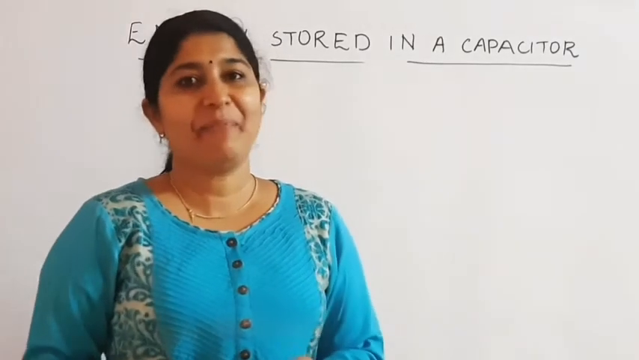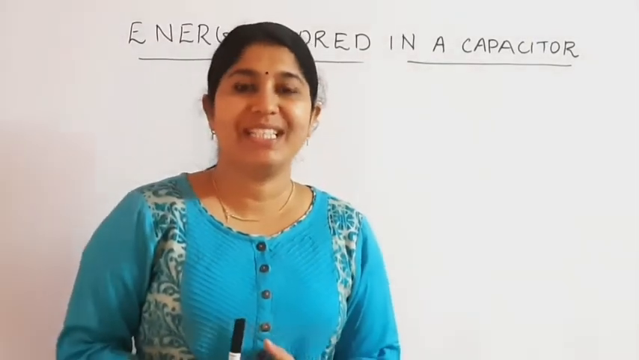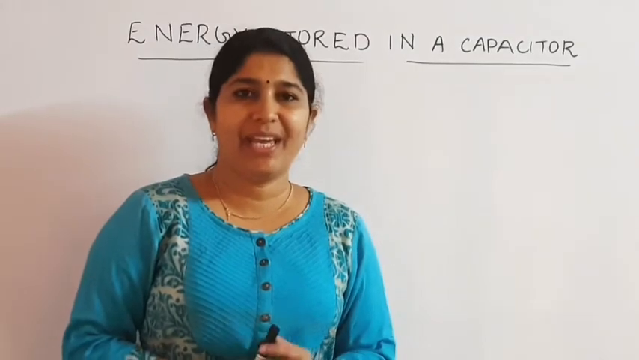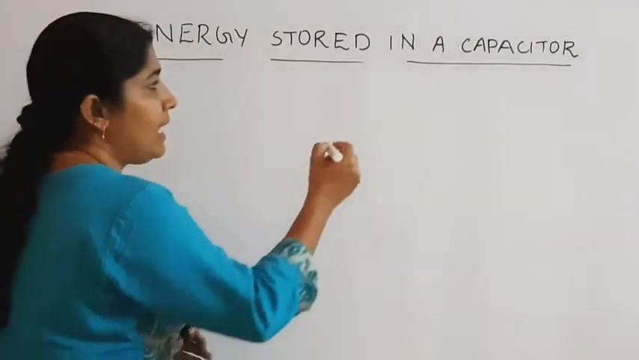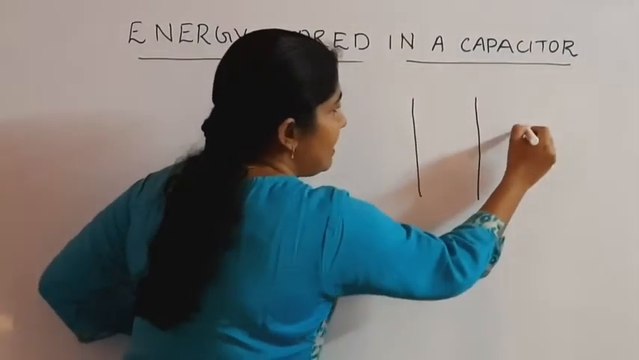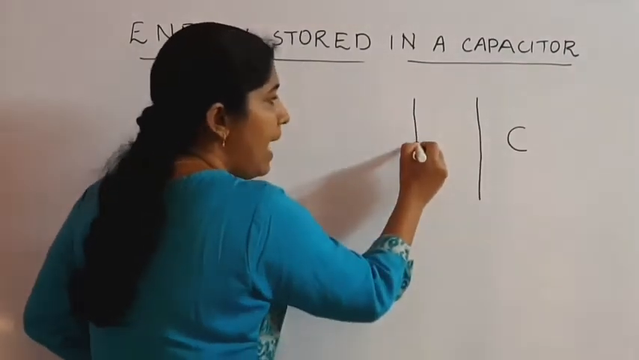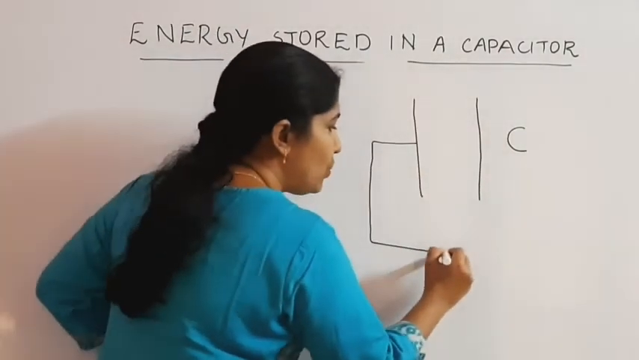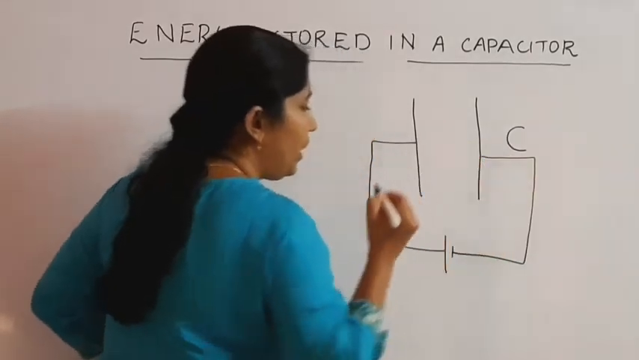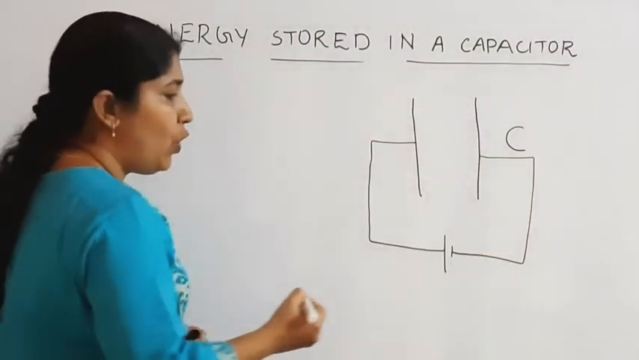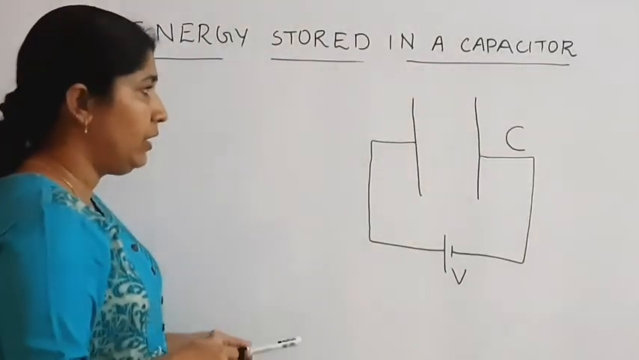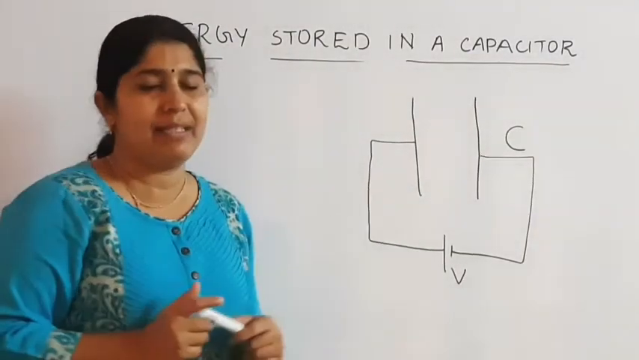Hi students, welcome back. Today we are going to discuss energy stored in a capacitor. For this, we want to consider a capacitor having capacitance C, connected to a voltage source V. Then this voltage source, or this cell, will do a certain amount of work to charge this capacitor.